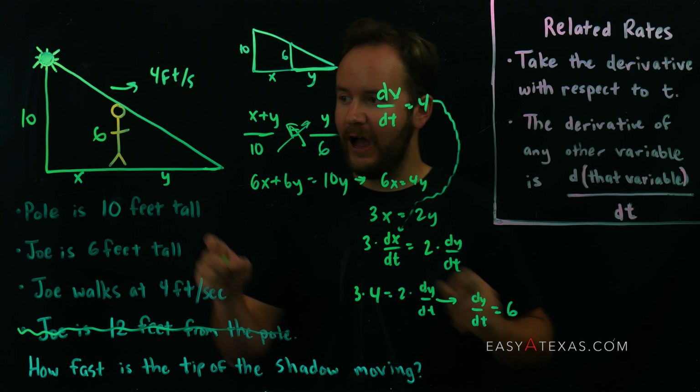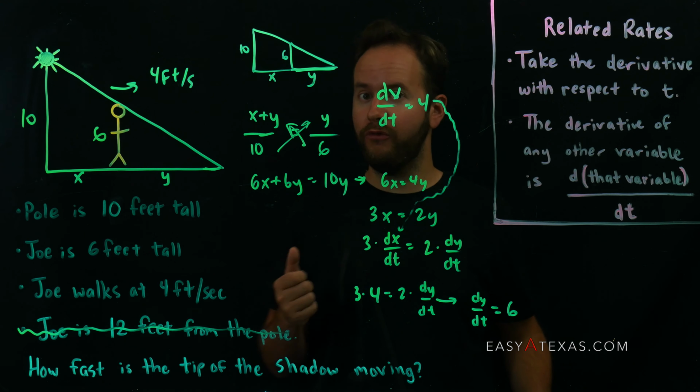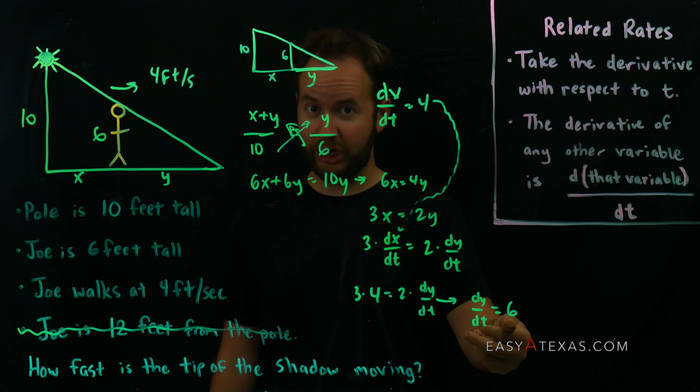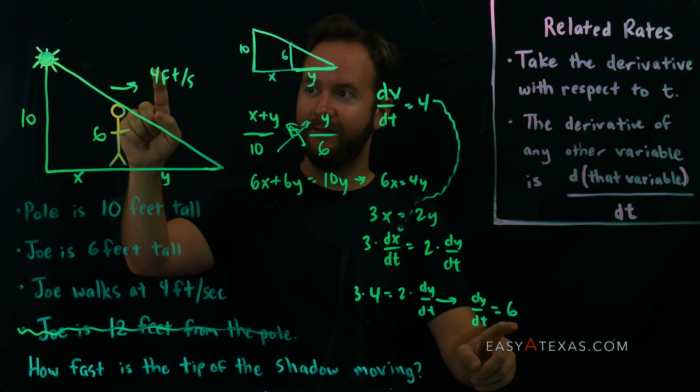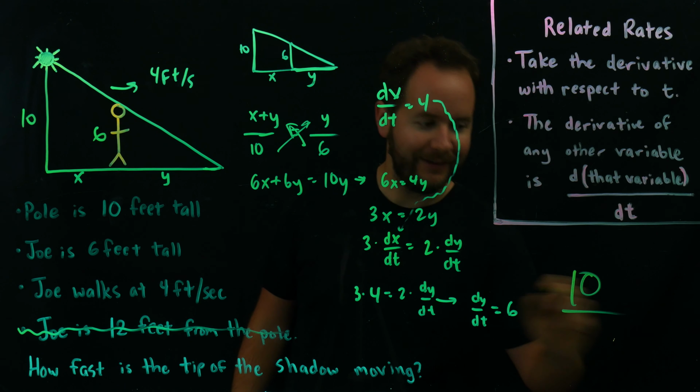But the question isn't how fast is Joe's shadow changing, it's how fast is the tip of his shadow moving. Joe's shadow is changing at 6 feet per second. Joe is moving forward at 4 feet per second. So in total, if we add these numbers, 6 and 4, we know that the tip of Joe's shadow is moving forward at 10 feet per second.